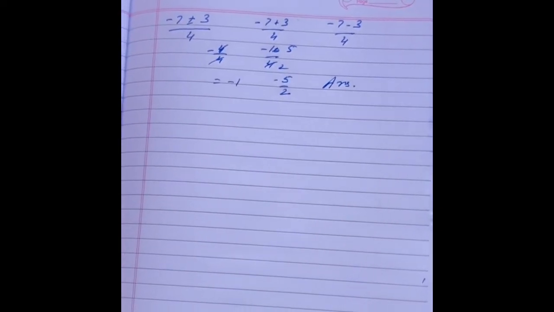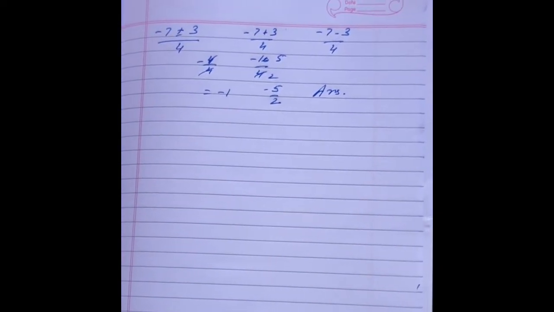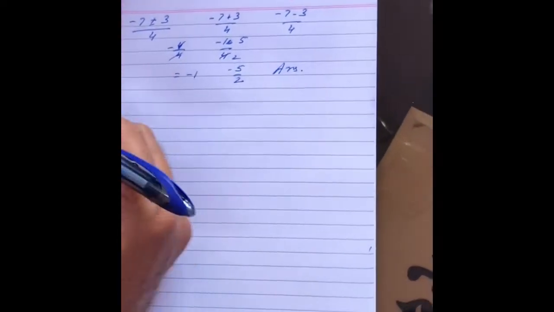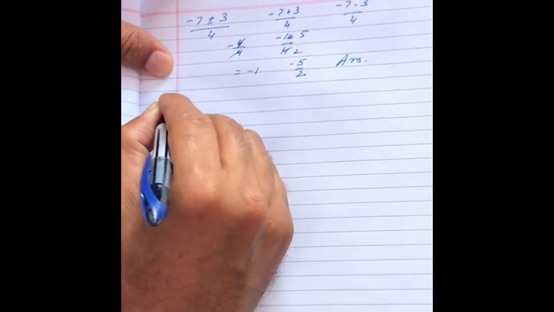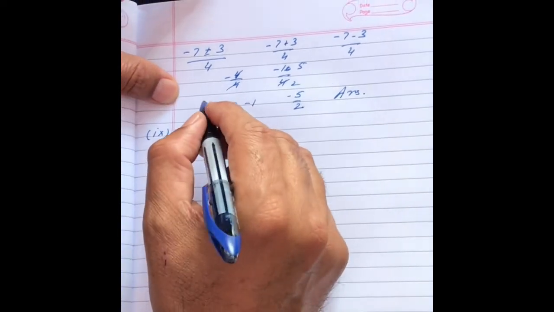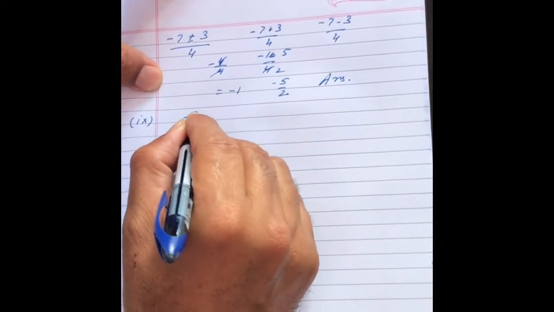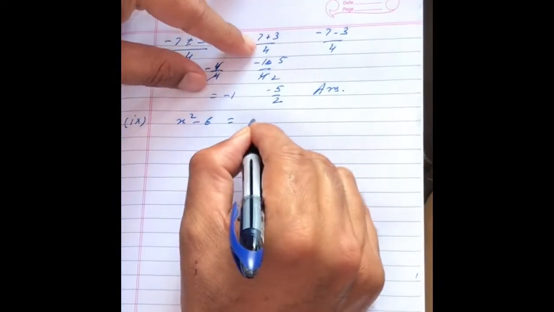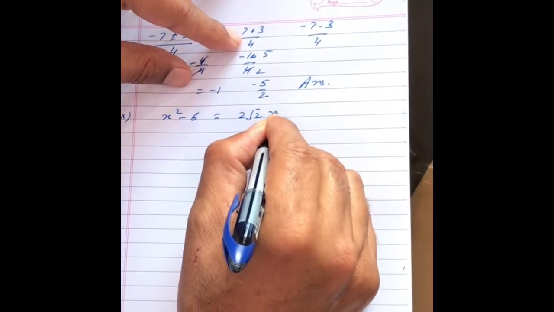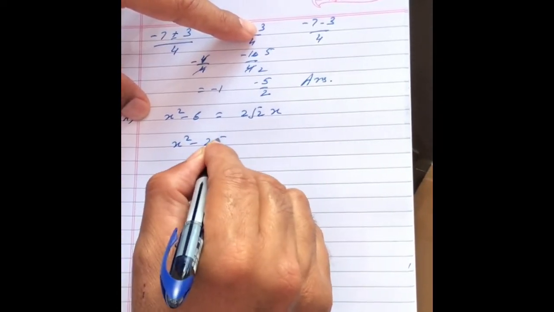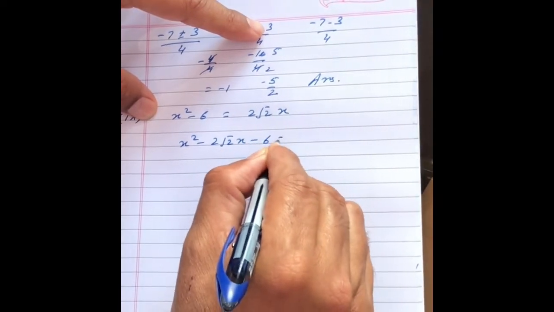So it is an easier one. You only should know the calculations. Part 9 I do. Question number 1, part 9: x square minus 6 is equal to 2 root 2 x. So it becomes x square minus 2 root 2 x minus 6 equal to 0.